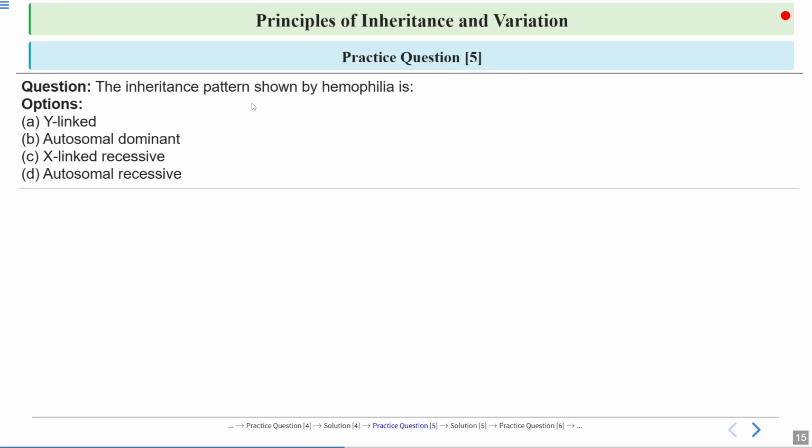Next question: the inheritance pattern shown by hemophilia is. Hemophilia is a genetic disorder where there is continuous bleeding because there is no synthesis or less synthesis of the clotting factors. What are the options? Y-linked, autosomal dominant, X-linked recessive, or autosomal recessive? What would be the correct answer?